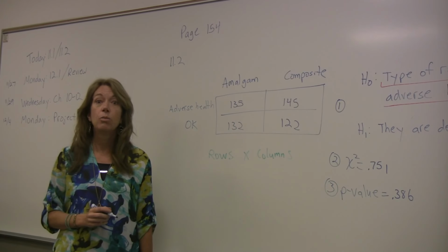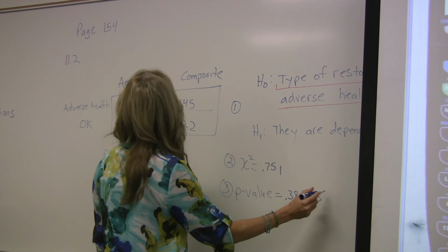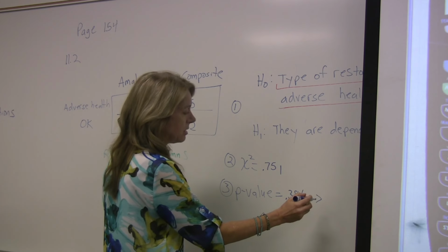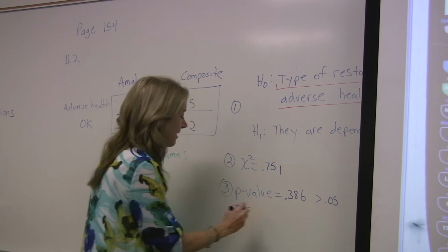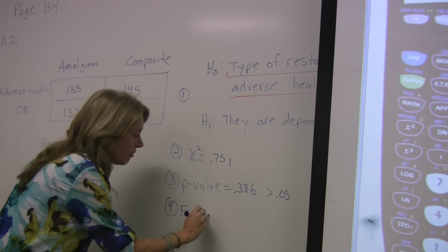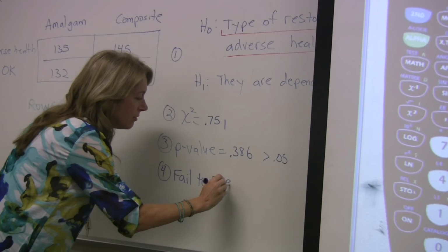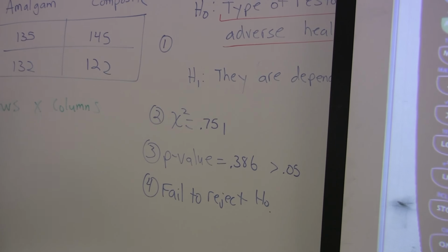Bigger than alpha. Failed to reject. So we failed to reject H0. Did I write down alpha? I didn't. What was alpha? 0.05. Thank you. So we failed to reject H0. I'm about to write my conclusion here in a minute.